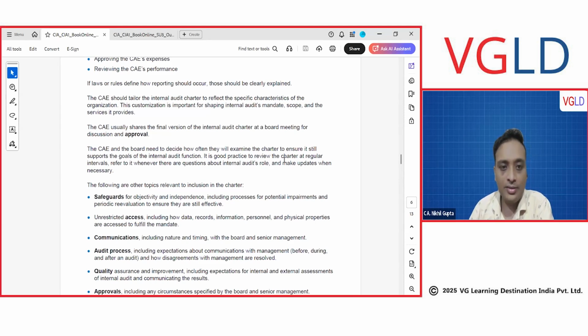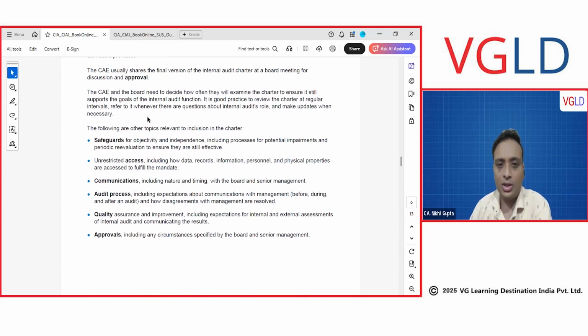The chief audit executive and the board need to decide how often they will examine the charter to ensure that it still supports the goals of the internal audit function. It is a good practice to review the charter at regular intervals, refer to it whenever there are questions about internal audit rules, and make updates when necessary.